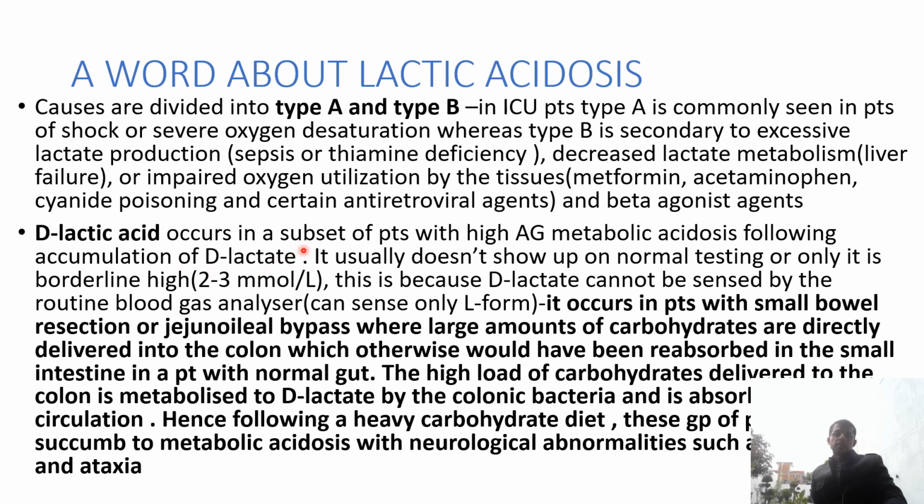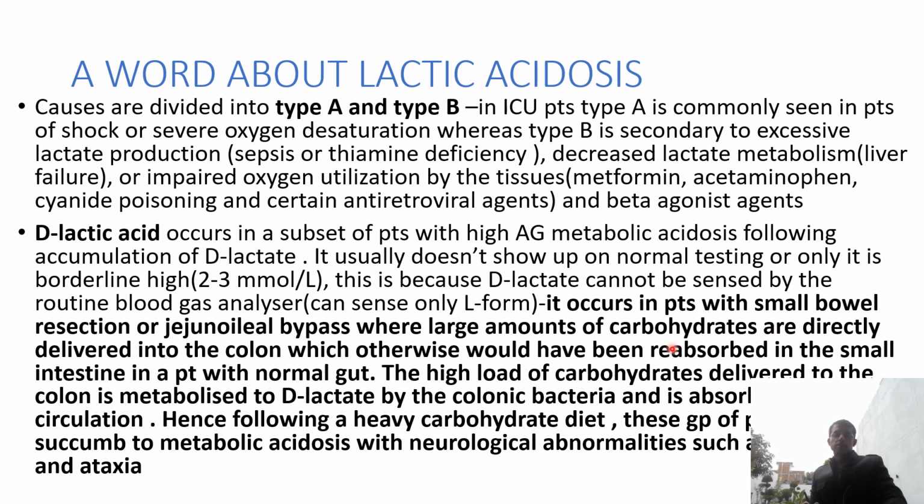D-lactic acidosis occurs in a subset of patients with high anion-gap metabolic acidosis following accumulation of D-lactate. It usually doesn't show up on normal testing or is only borderline high, 2 to 3. So this is a disorder in which you will have a normal lactate level, but the anion gap will be high. Why does it occur? Because the test we are doing in our hospitals doesn't detect D-lactic acid. It only detects the L form.